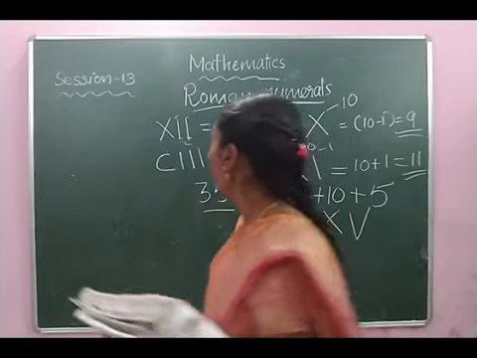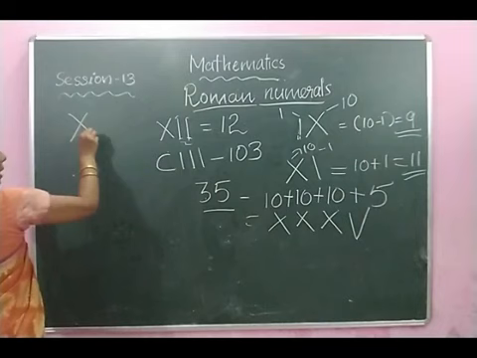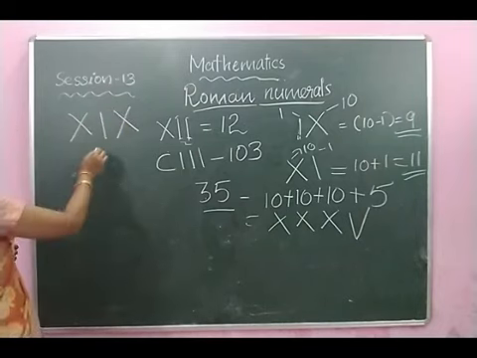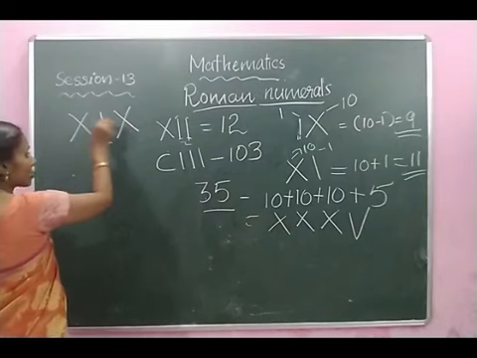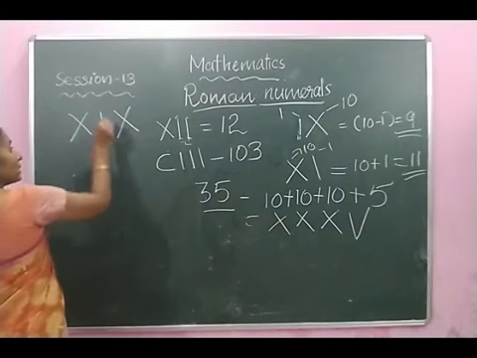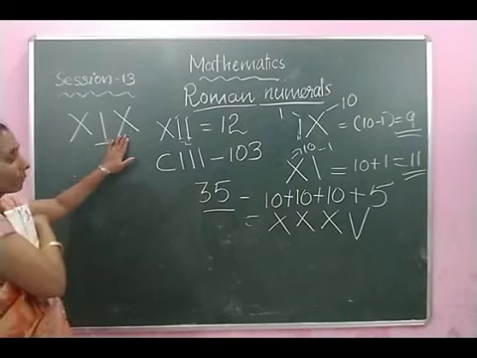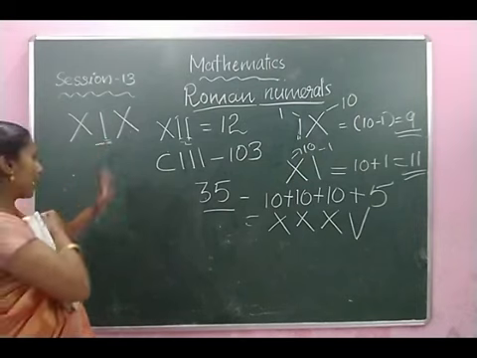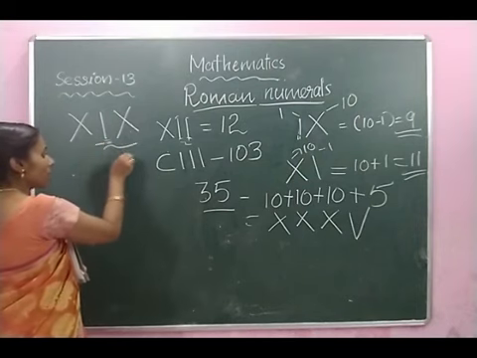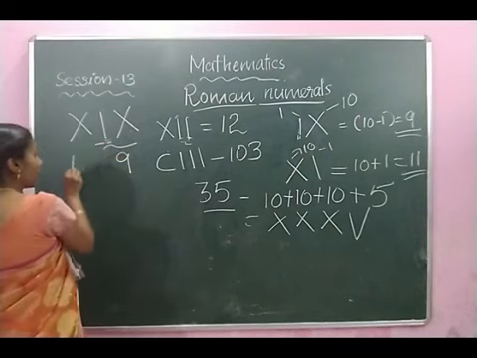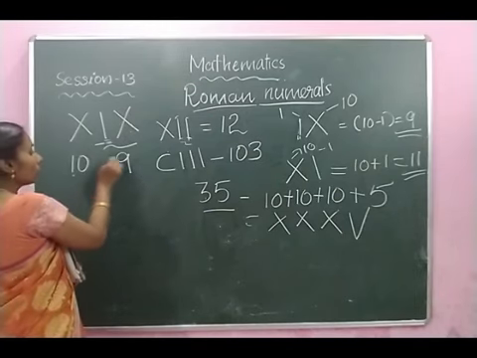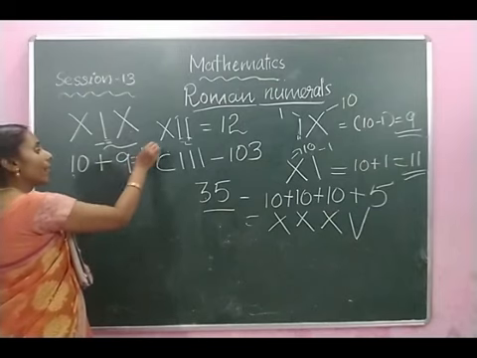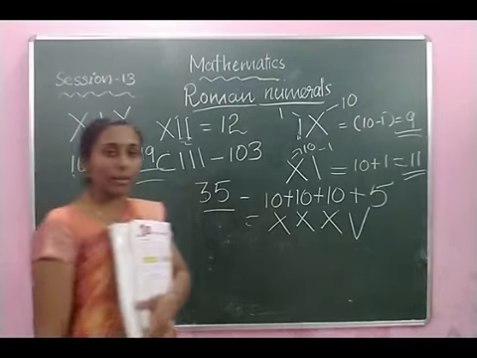Here, X, I, X. So this I comes between these two values. After this smaller value, which greater value comes? That is 10. So 10 minus 1, 9. So this comes 9 and X, 10. Now this smaller numeral comes after. So 10 plus 9, 19.